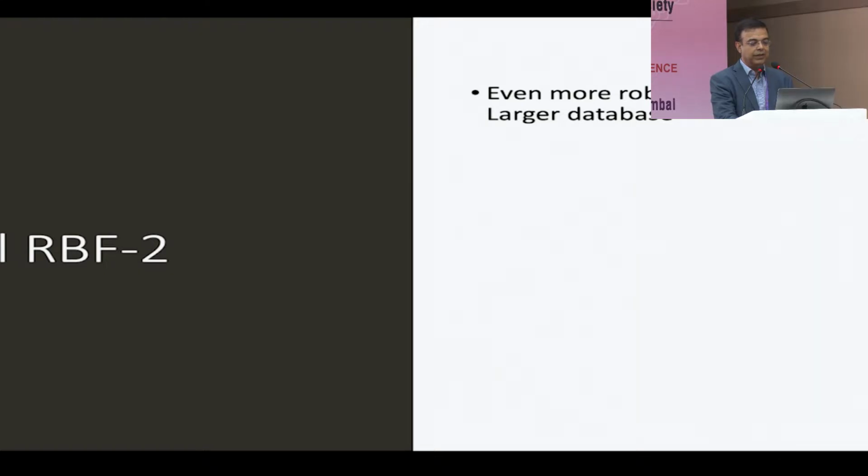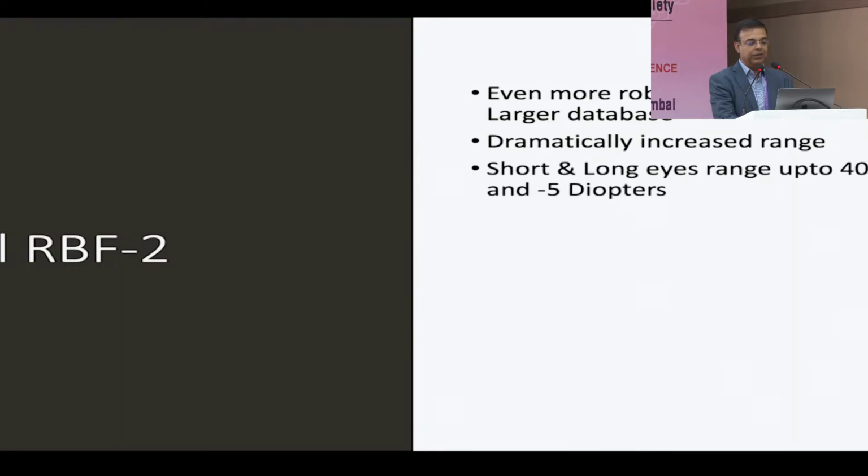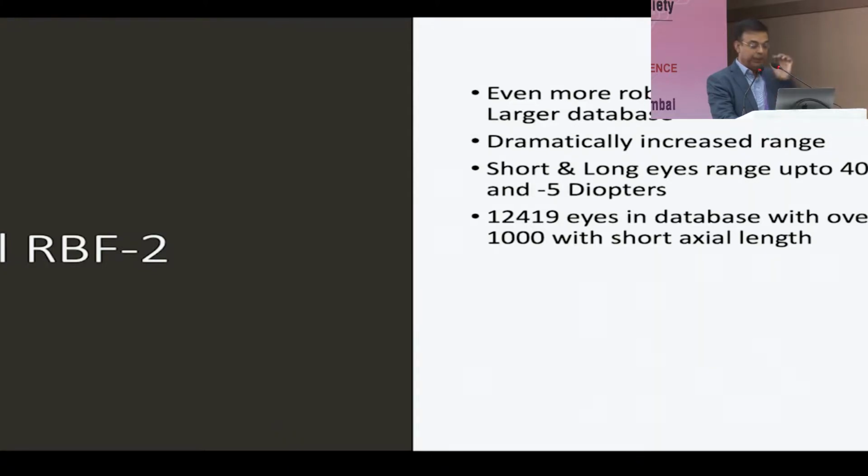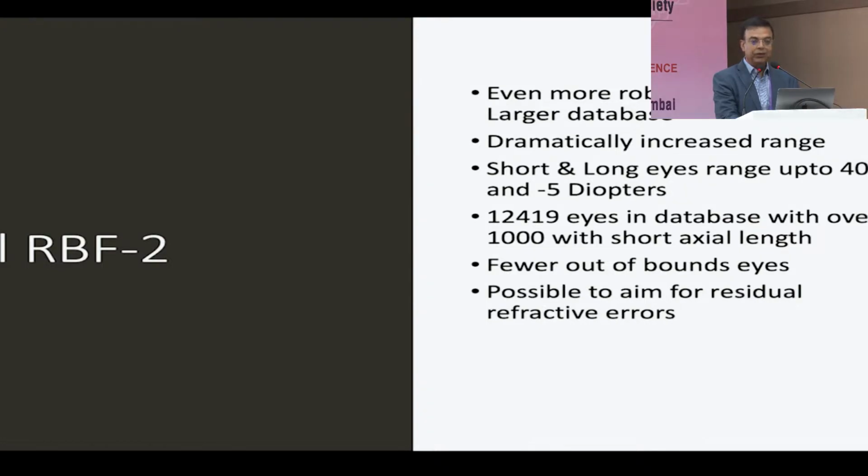The 2018 update and now the recent update to the Hill RBF 3 has made it a dramatically better range, because now you have the short and the long eyes from 40 diopters to -5, and the whole database has been increased, so the predictability has increased drastically, especially in the shorter axial lengths. So now you will see much more versatility of the Hill RBF for short eyes. And now you see very few out-of-bound eyes, basically eyes where the artificial intelligence will not be able to predict correctly. And you can also now aim for residual errors, which was not possible before.